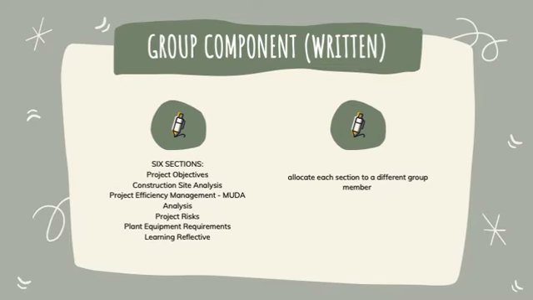Next, we have our group written component. Each member will need to write a different section. Note that each section is only 400 to 500 words, so it's very achievable. I will quickly clarify what each section is about and provide examples of how my group completed this section.